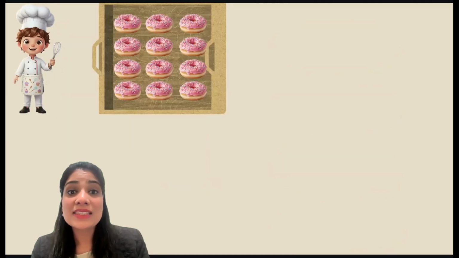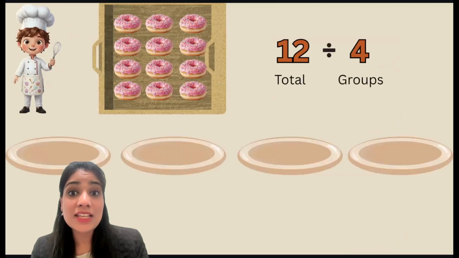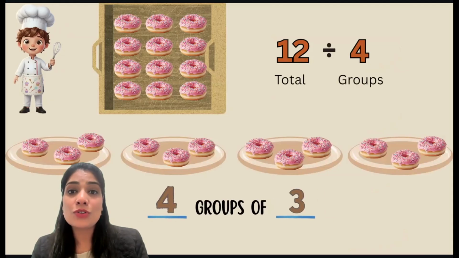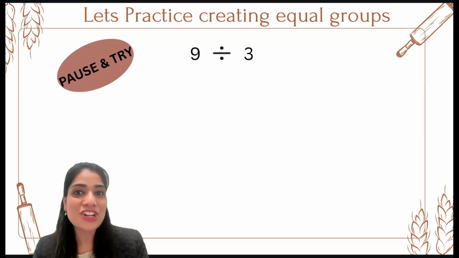So what do you see? There were 12 donuts and that is the total. And she had to divide it into 4 groups. That is 4 plates. How many donuts went into each plate? 3. So this is 4 groups of 3. So 12 divided by 4 will be equal to 3. Should we practice creating equal groups? Pause and try yourself. Let's continue.